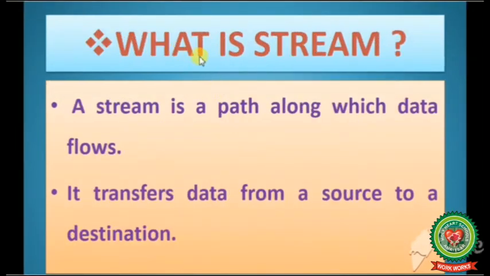So we will discuss what is a stream. A stream is a path along which data flows. Path means a way along which data passes. It transfers the data from a source to a destination. Source means keyboard and destination means our terminal window or output screen.